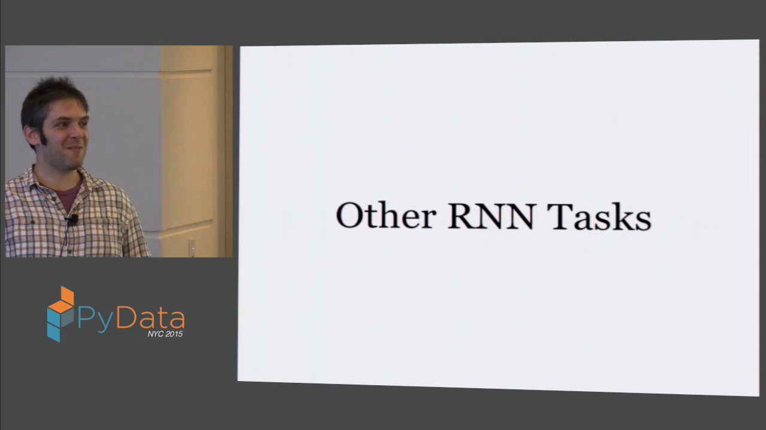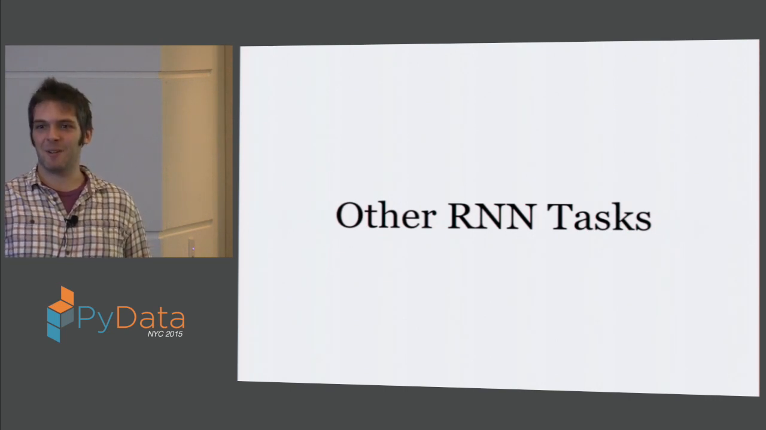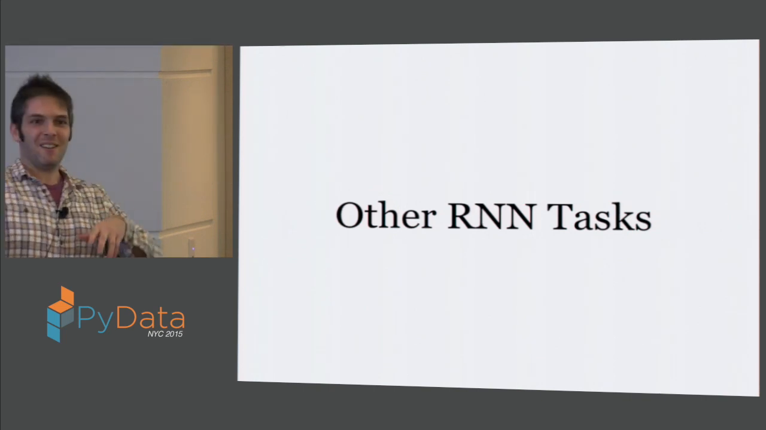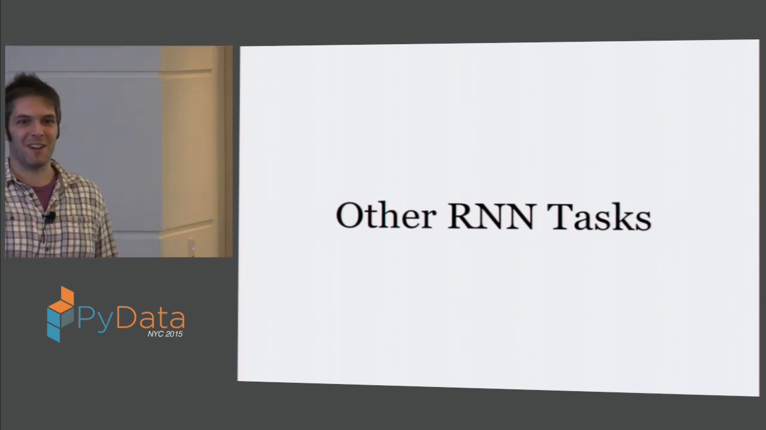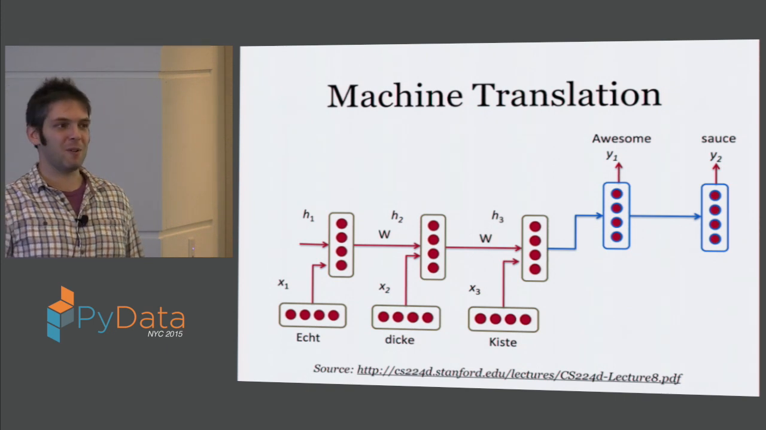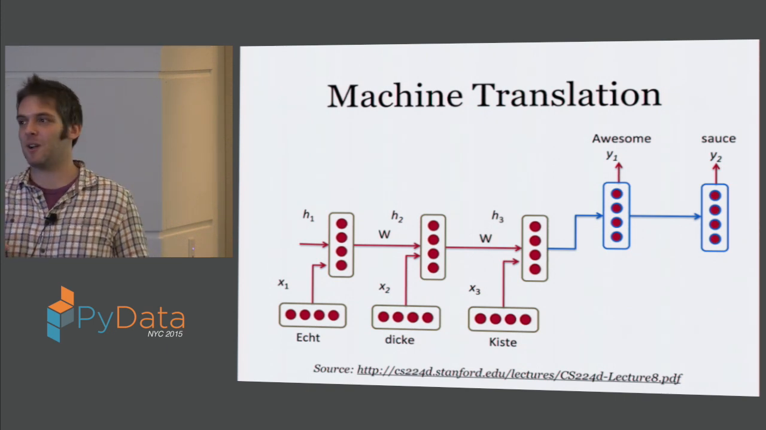OK, so that was fairy tale generation. And I'm going to show a couple other tasks you can do with this. This is not at all my work, so I'm just sort of showing you cool stuff people have done that has nothing to do with me. So one thing that's become really popular is using RNNs for machine translation.